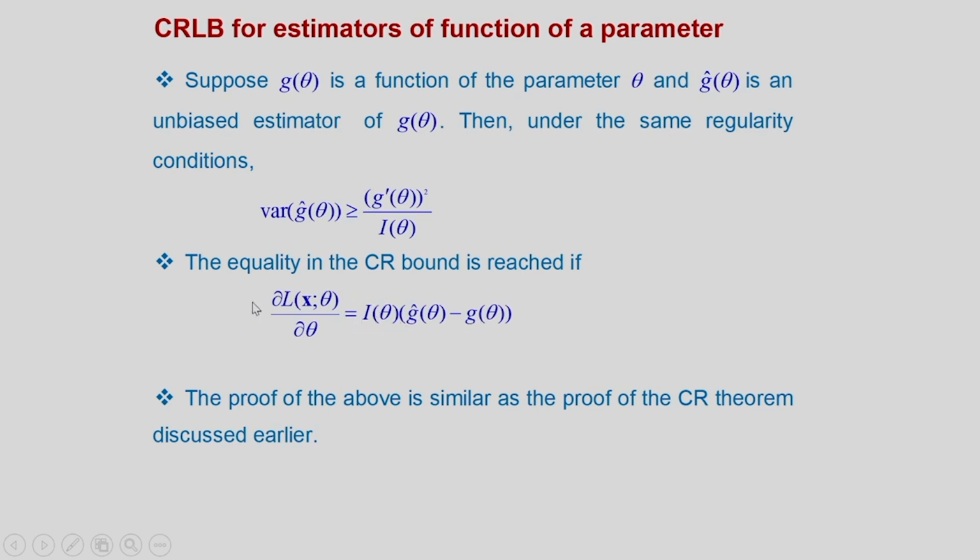So, you can factorize del L / del theta into the form I(theta) into (g hat(theta) minus g(theta)). This is the condition for reaching the Cramer bound. The proof of the above is similar to the proof of the Cramer theorem we have discussed earlier.